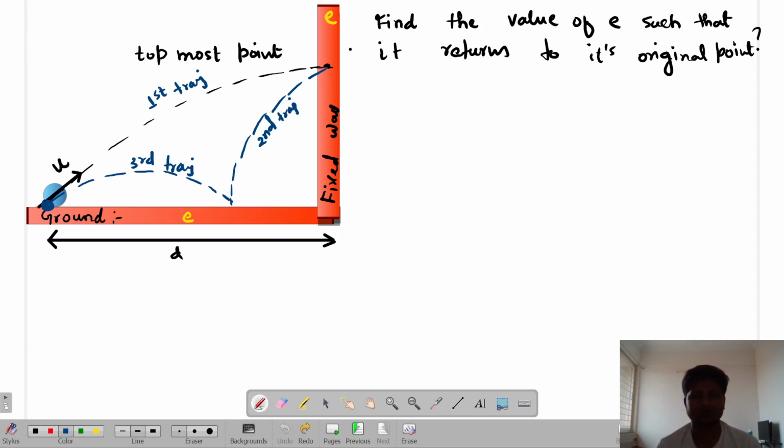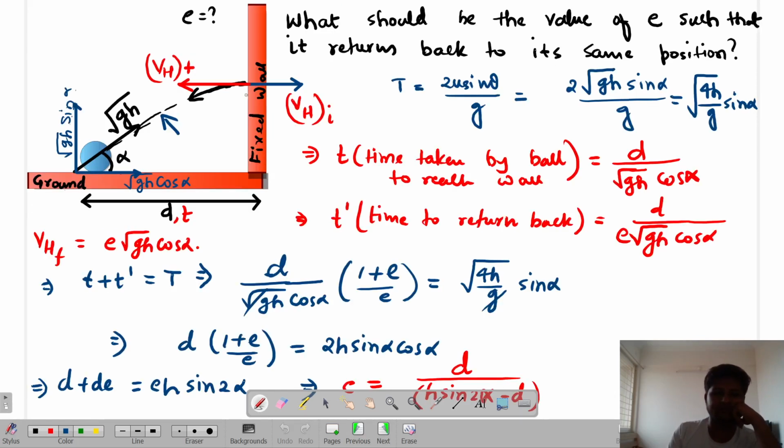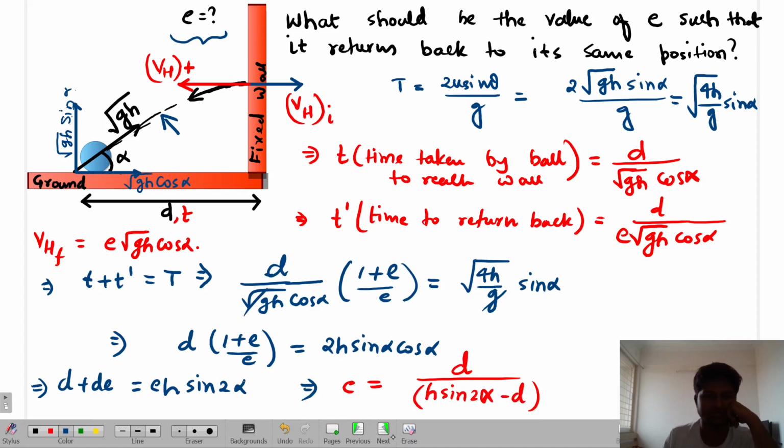We do not know. How come it is the same? If it collides, then it is e times of vh initial now. So how come it will be the same?